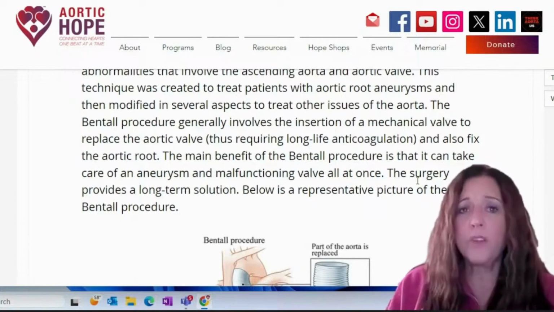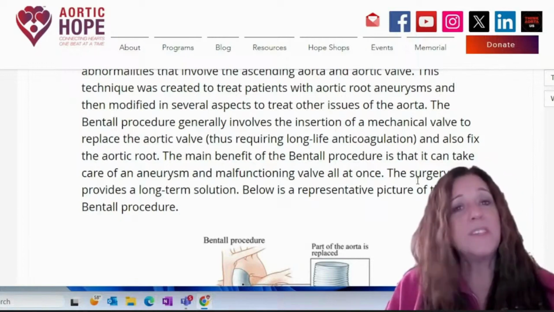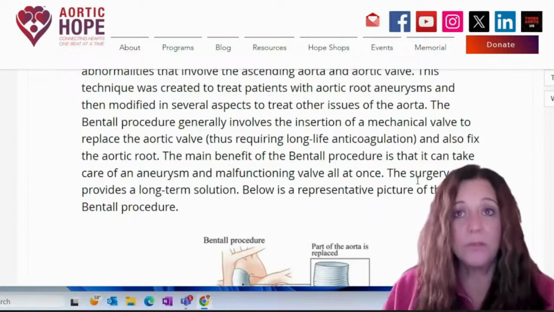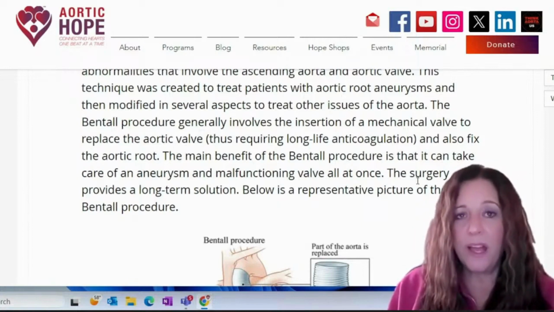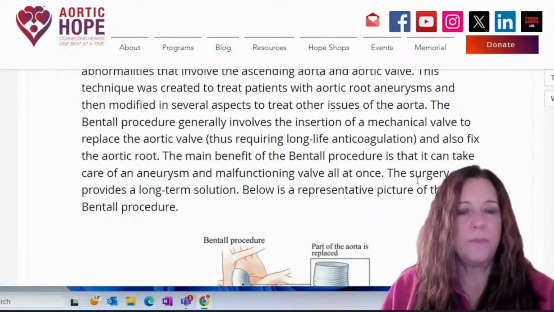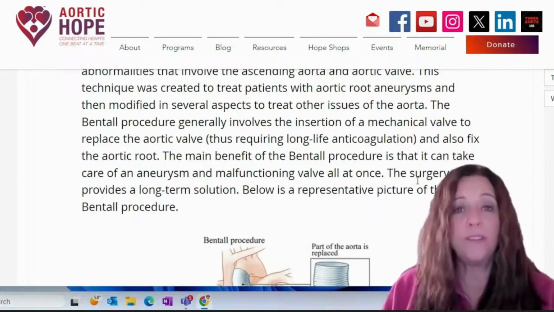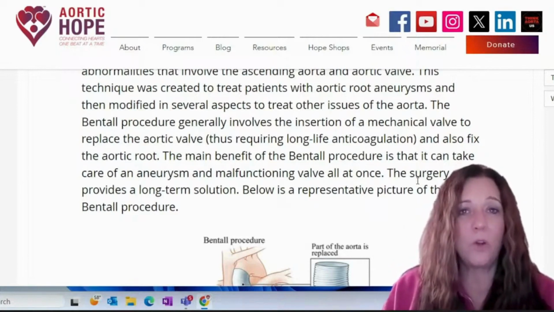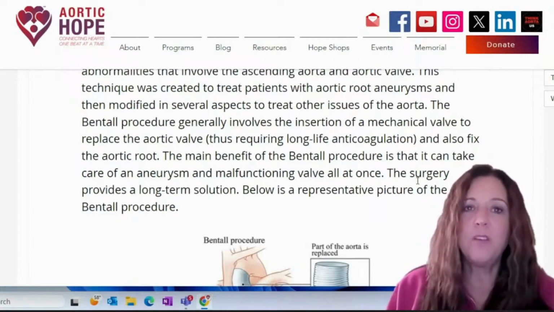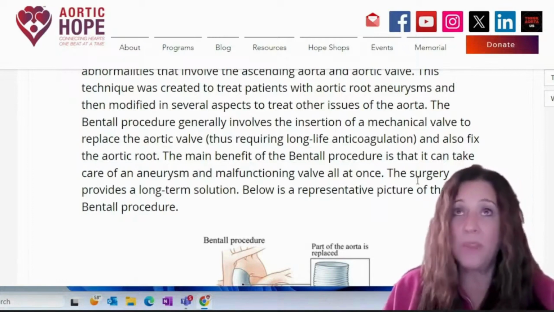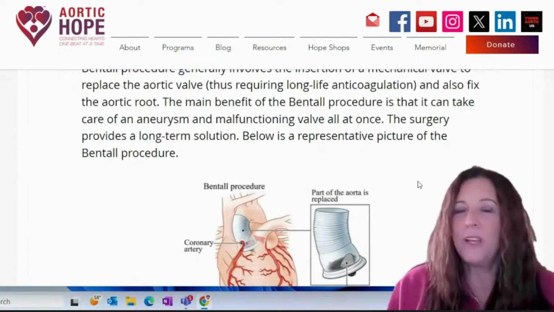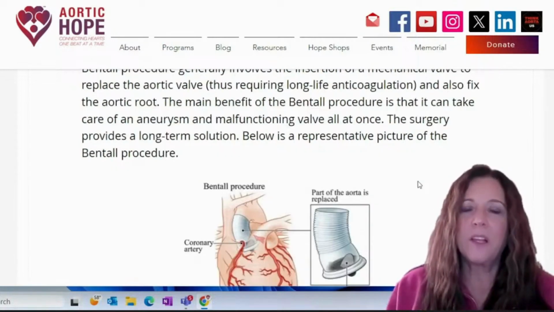But the Bentel procedure also fixes the aortic root. So this is the type of surgical procedure, again, that would implant a mechanical valve to replace the aortic valve that might have aortic regurgitation, might have bicuspid, but it is going to require lifelong anticoagulation because it is mechanical. But the main benefit of the Bentel procedure is that it can take care of an aneurysm and malfunctioning valve all at once. And as I'm reading this to you, I'm thinking about myself, and that's probably going to be the procedure I will be having at some point in time. So I'm learning. This is great. This surgery actually provides a long-term solution.